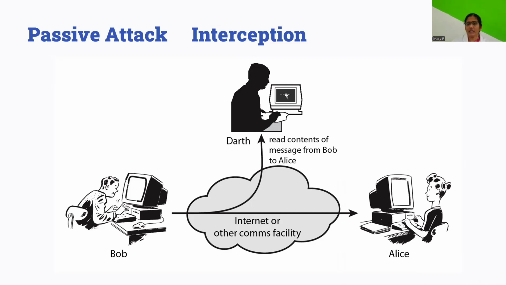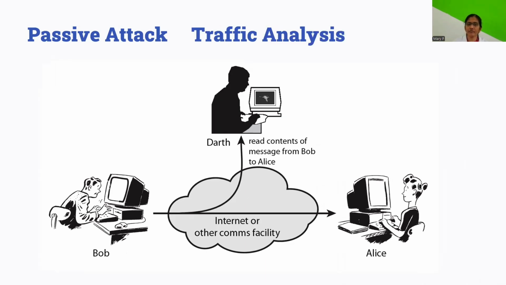That's all. The passive attack contains two types: one is interception and another one is traffic analysis. So what is interception? For example, the user Bob wants to send some information to Alice. During the transmission, an opponent reads the contents of the message from Bob to Alice. They do the eavesdropping process only. So this is called interception.